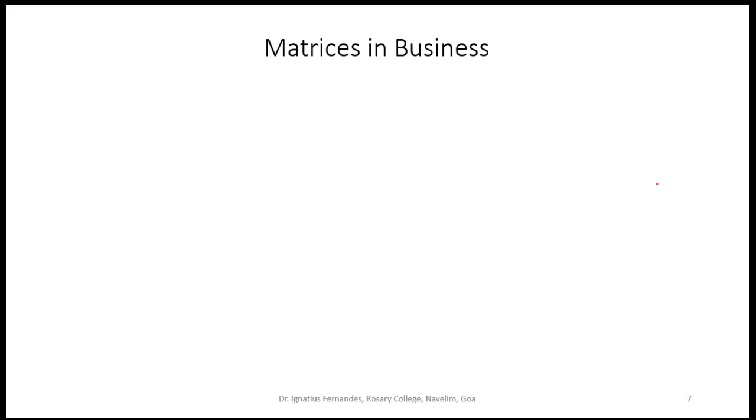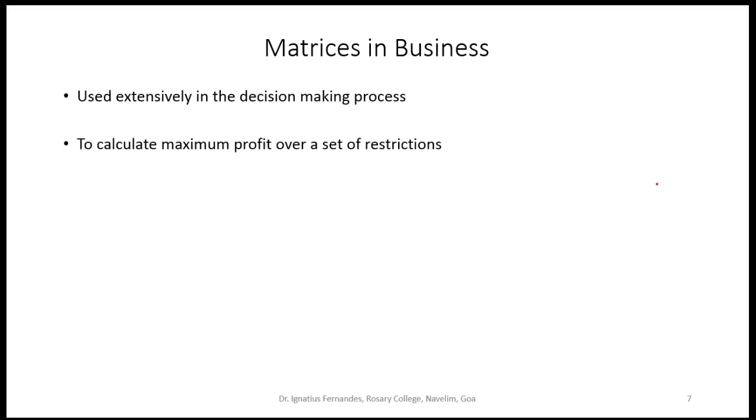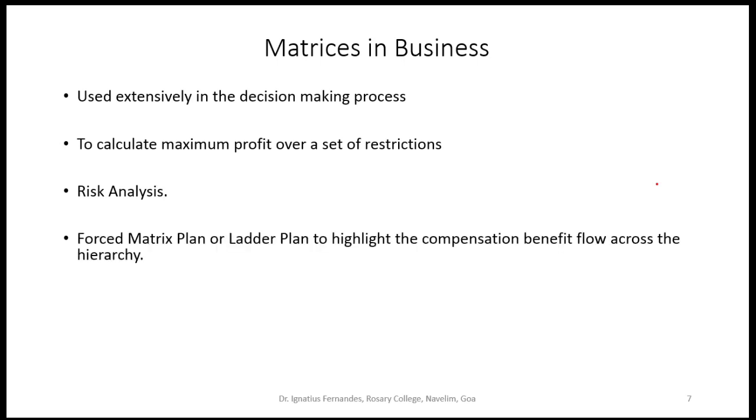Now, specific to business, matrices are extensively used in the decision making process, to calculate maximum profit over a set of restrictions. They are also used in risk analysis and portfolio management. They are also used in a four matrix plan or ladder plan to highlight the compensation benefit flow across the hierarchy. They are used in inventory problems, and also in operations research and transportation problems.